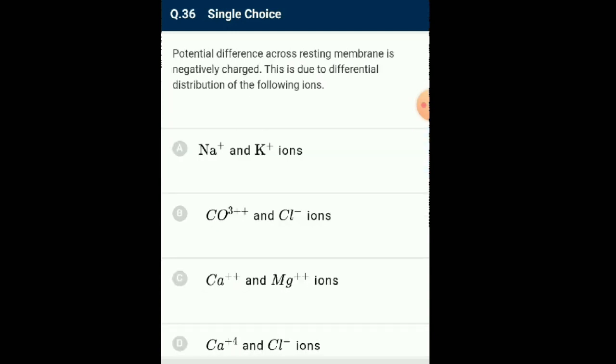Question number 36. Potential difference across the resting membrane is negatively charged. This is due to differential distribution of the following ions. Neurons are called excitable cells because their membrane is in a polarized state due to differential concentration gradient of sodium and potassium ions. So the answer for this question is option A, sodium and potassium ions.